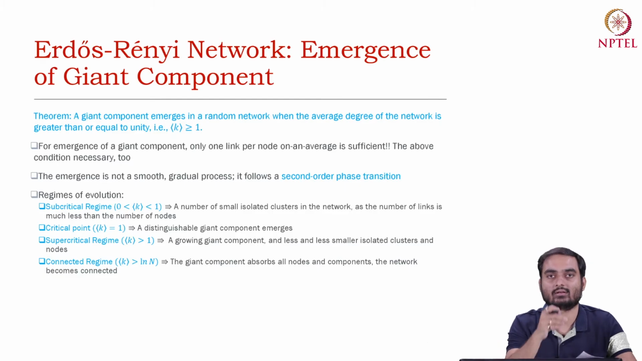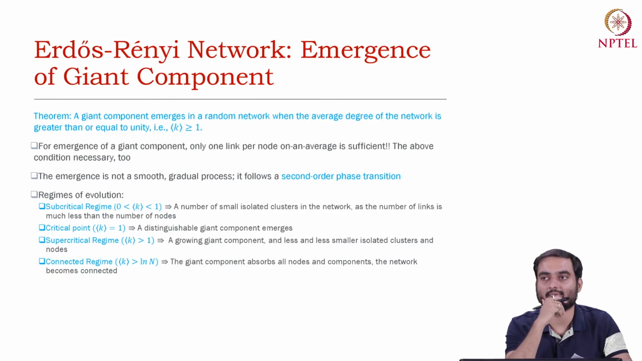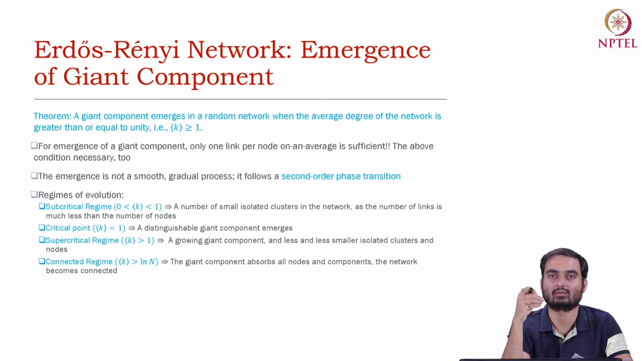So what is a giant component? We discussed it in the last class, or in the first lecture. If you think of a disconnected graph, there are multiple components. A giant component is a component which accommodates 90% or 95% of the nodes, and the other components have a small number of nodes.